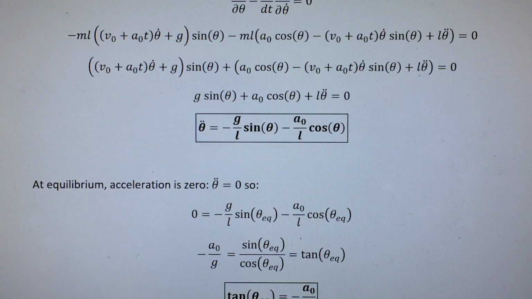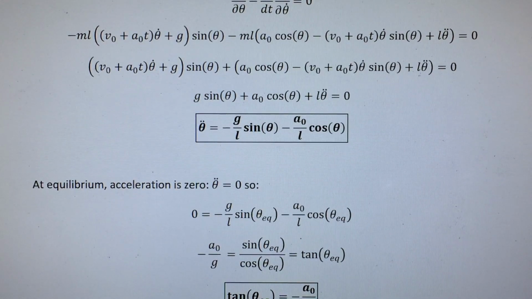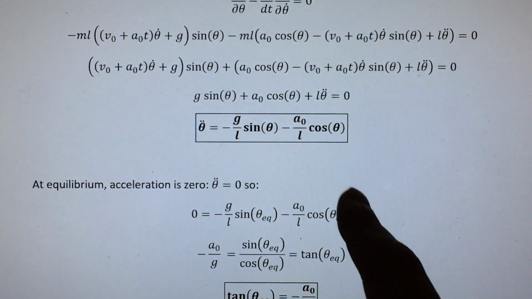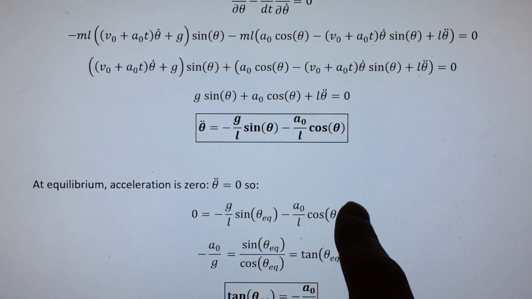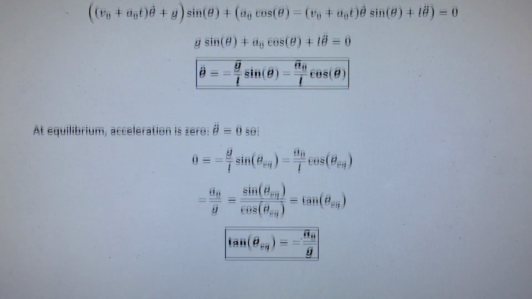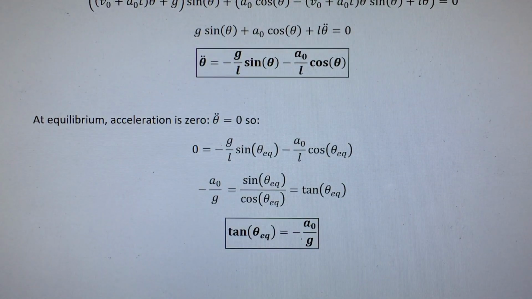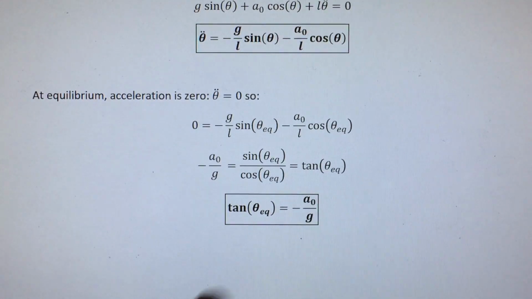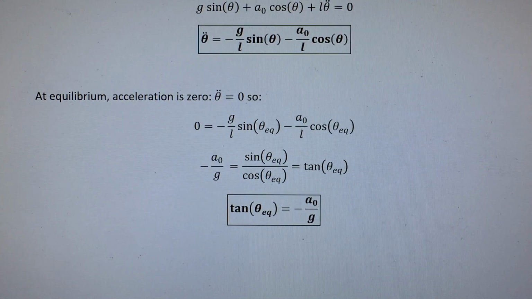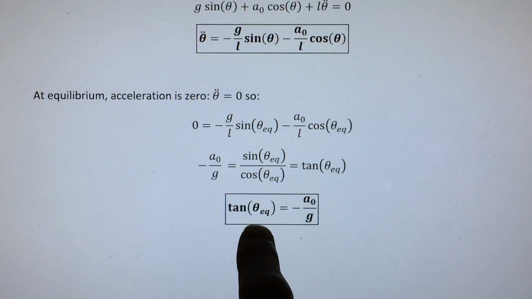And then we also want to confirm that if we take the acceleration a0, the constant acceleration in the x direction of the sled, or the cart, if we let that go to 0, we want to see that the equilibrium angle also goes to 0. Of course, at equilibrium, the angular acceleration goes to 0, so theta dot dot equals 0. That yields this equation for the equilibrium angle. Manipulating that, we get this relation here.